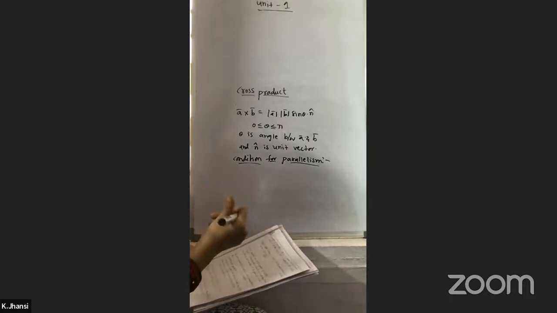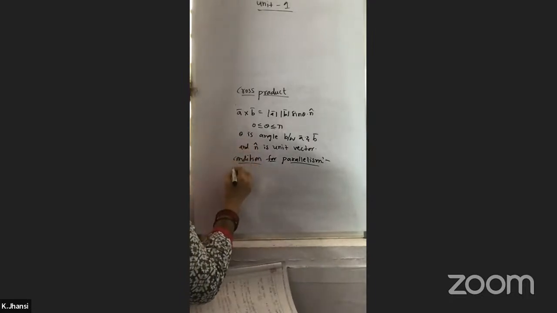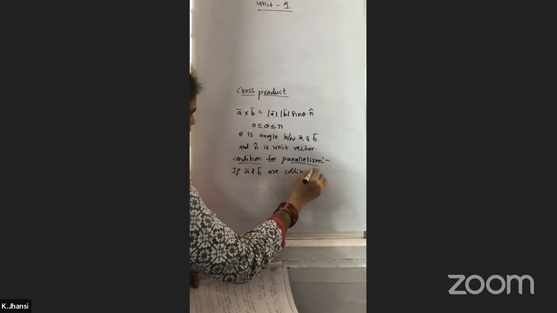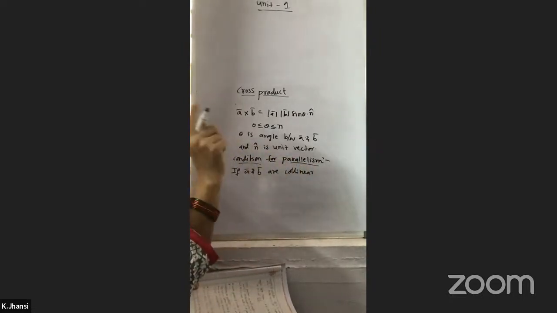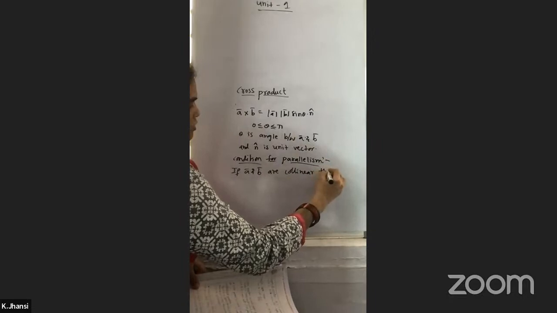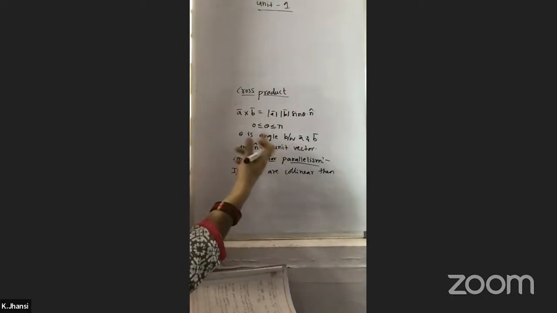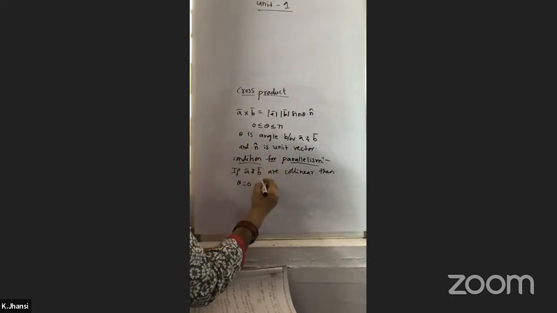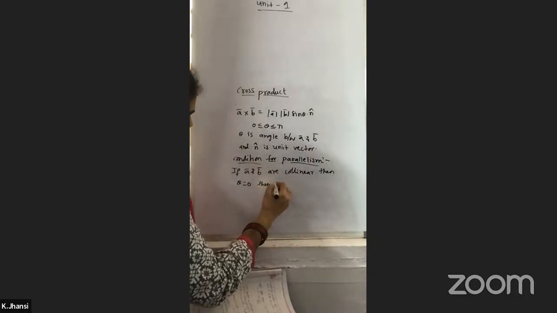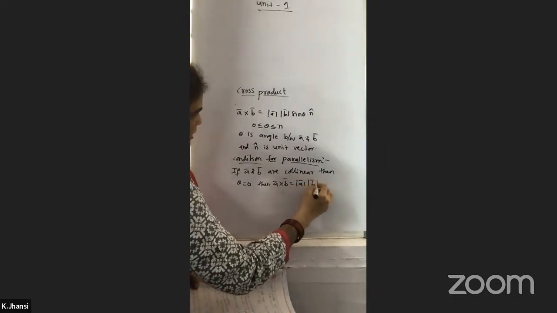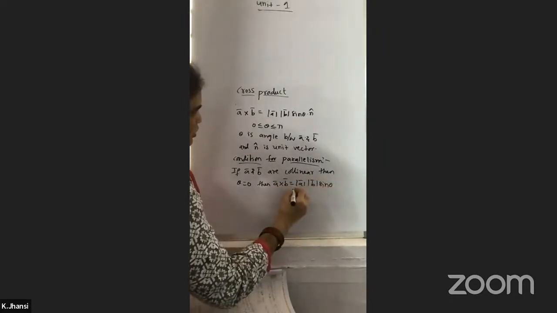So if vector A and vector B are collinear, which means they lie in the same line, then theta equals 0. If you substitute the theta value as 0, what do you get? Sin 0 is 0, no? So A cross B is equal to mod A mod B sin 0, so you will get this as 0.